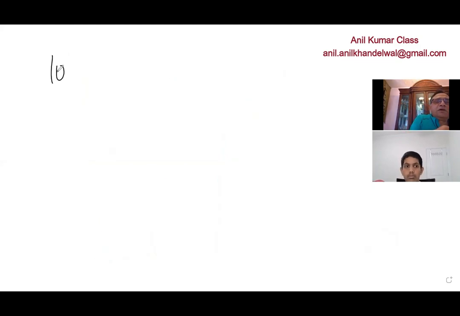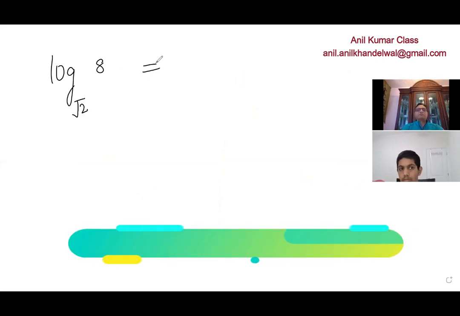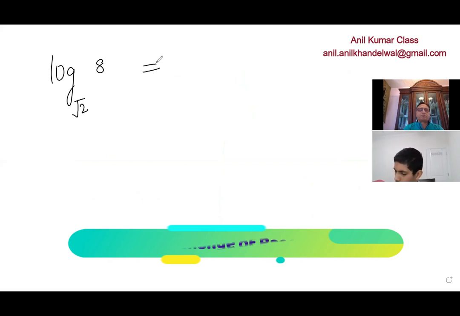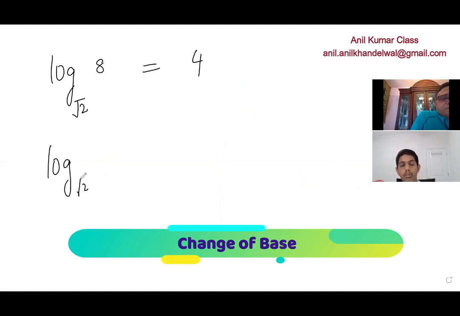Now tell me, log to the base square root of 2 of 8 is how much? Four. How did you do it? Because 2 times 2 times 2 is 8, but it's square root of 2, so we have to do it one more time. So you wrote 8 as 2 cube, right? But you want this base and the number to be the same.